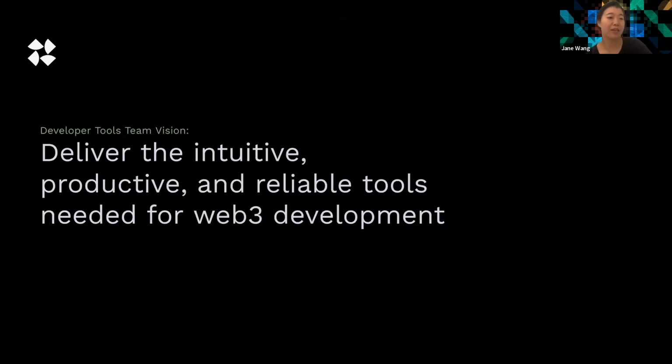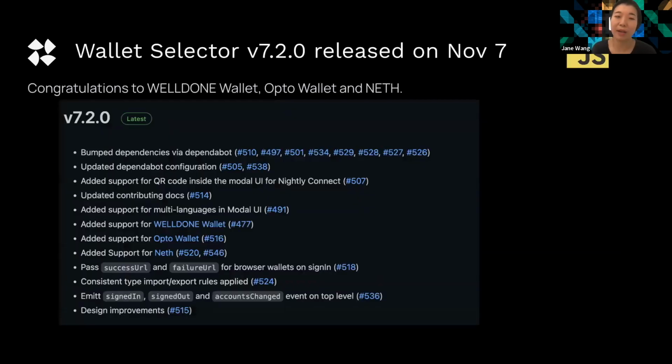So just to reiterate on the tools team vision, we're here to deliver intuitive, productive, and reliable tools that are needed for your Web3 development. So what we're building is one JavaScript stack. At the top layer is a wallet selector, which allows you to integrate your DApp to a number of different wallets using a single point of integration, a single library.